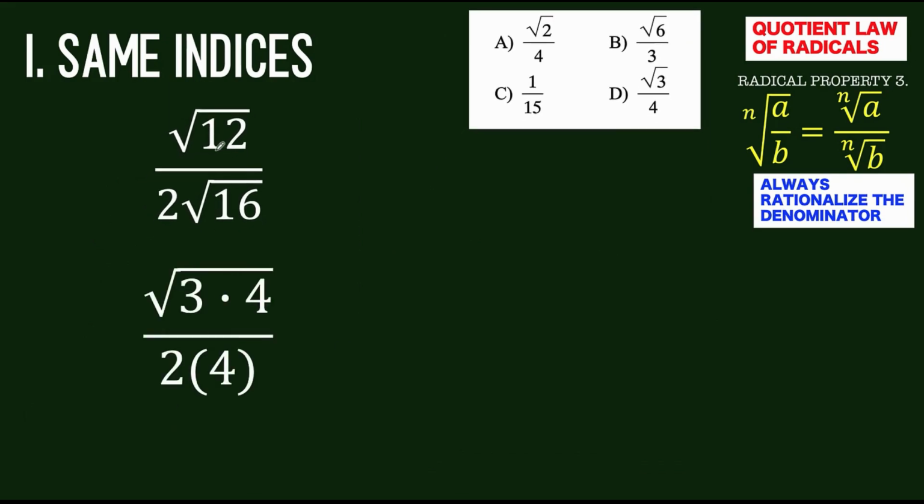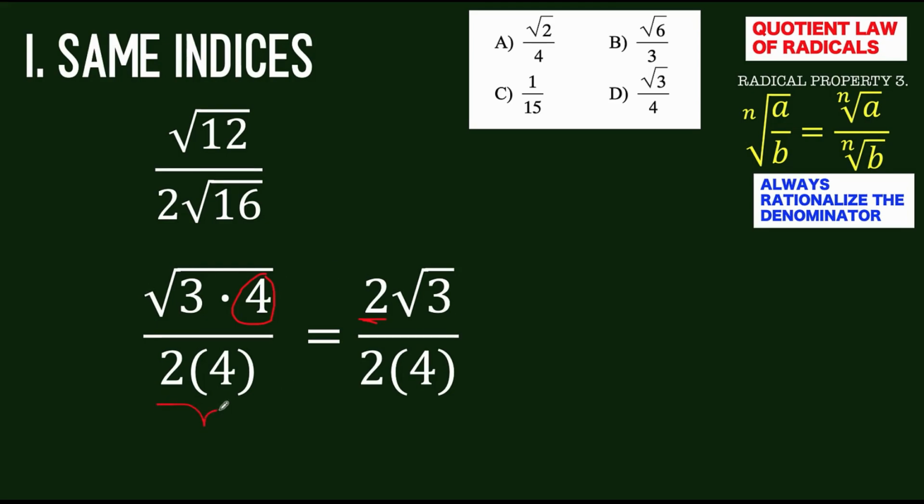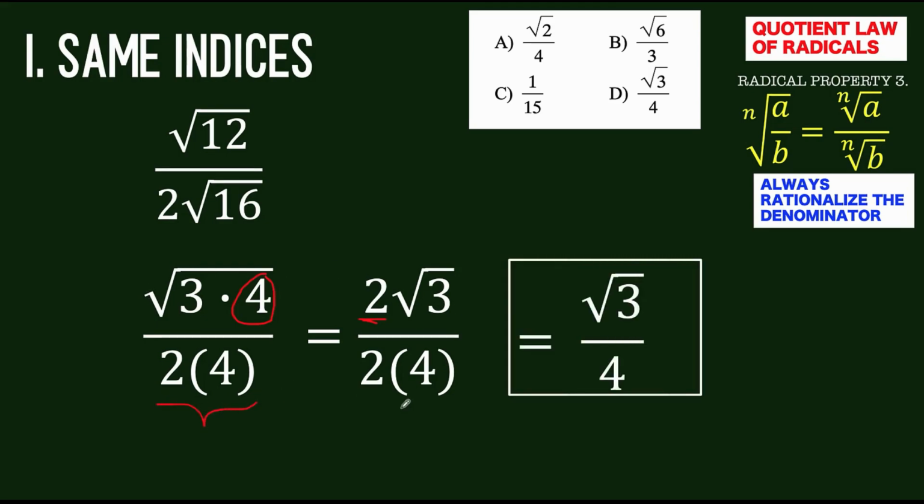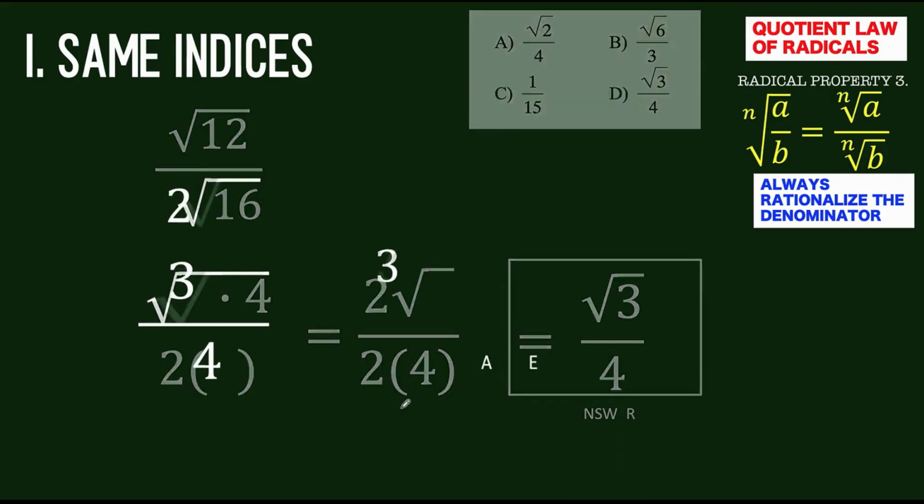But let's simplify first: 12 by writing it as 3 times 4, and the square root of 16 is equal to 4. So simplifying, the square root of 4 is equal to 2. So you now have 2 outside the radical symbol, and what's left is square root of 3. And at the denominator, you have 2 times 4, which is 8. This is letter D. Next problem.